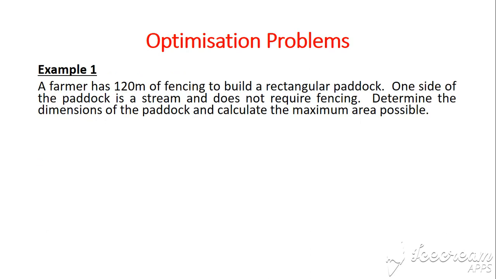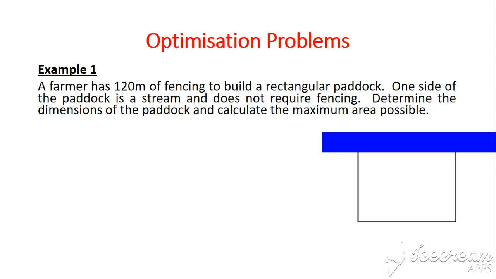Right, let's go. One example, let's show you these steps in action. A farmer's got 120 metres of fencing to build a rectangular paddock. One side of the paddock is a stream and does not require fencing. Determine the dimensions of the paddock and calculate the maximum area possible.